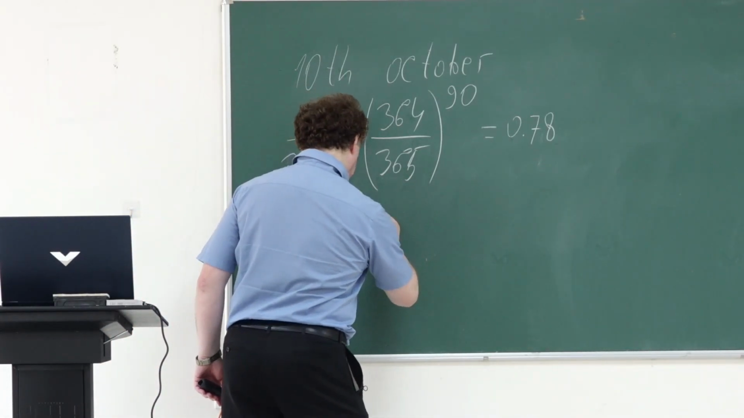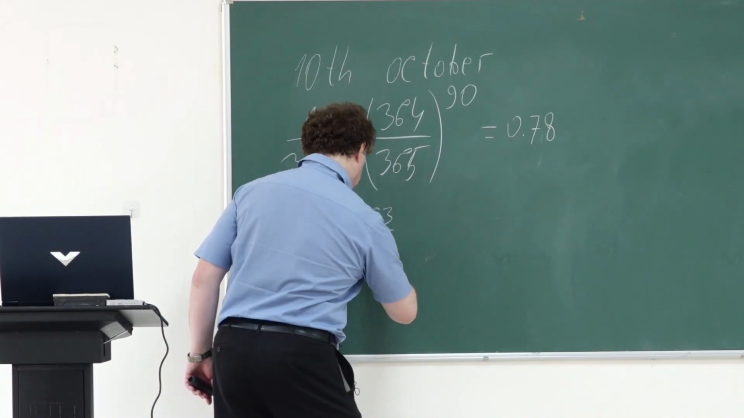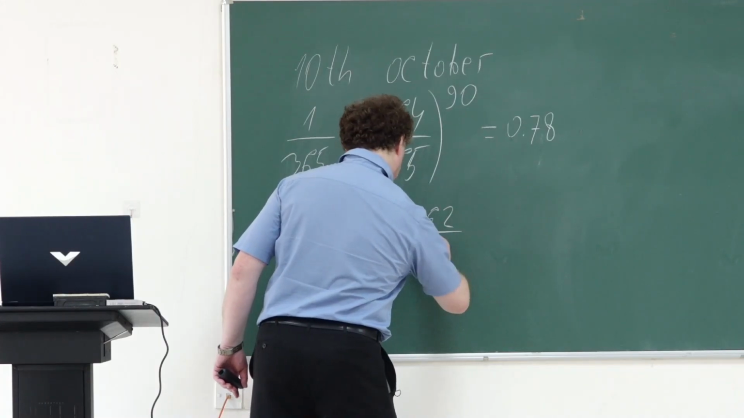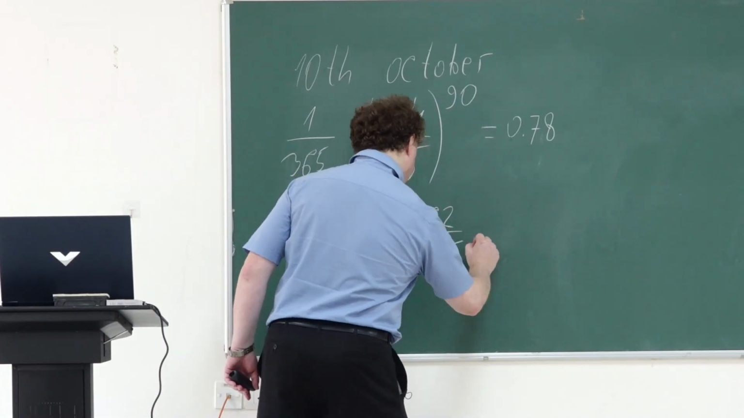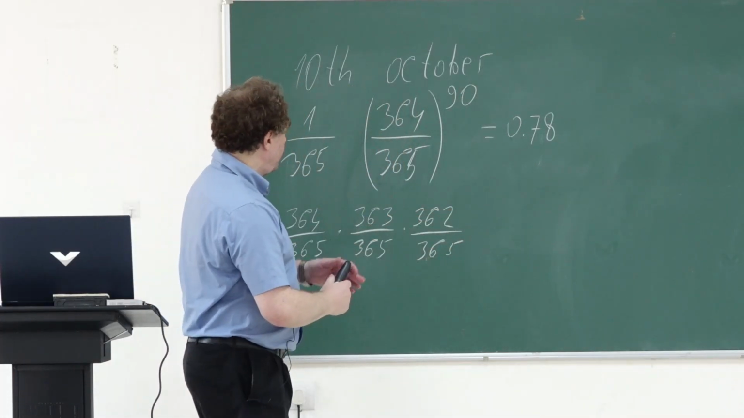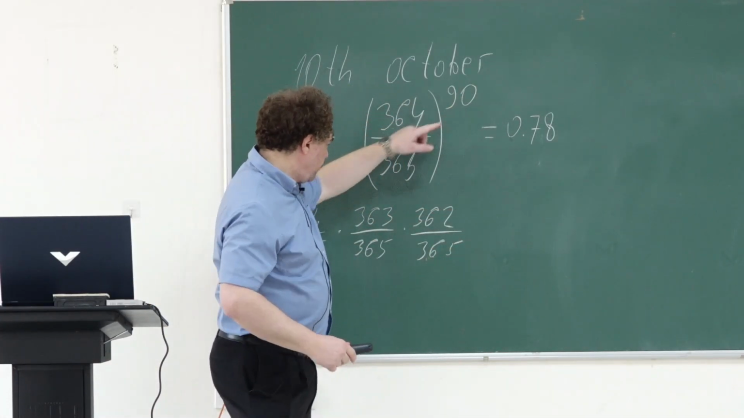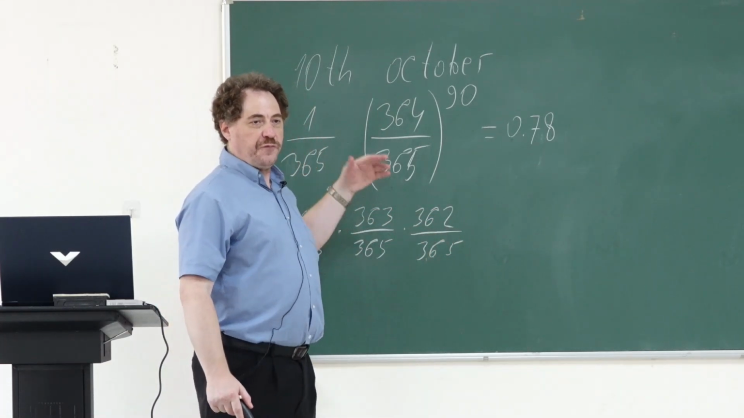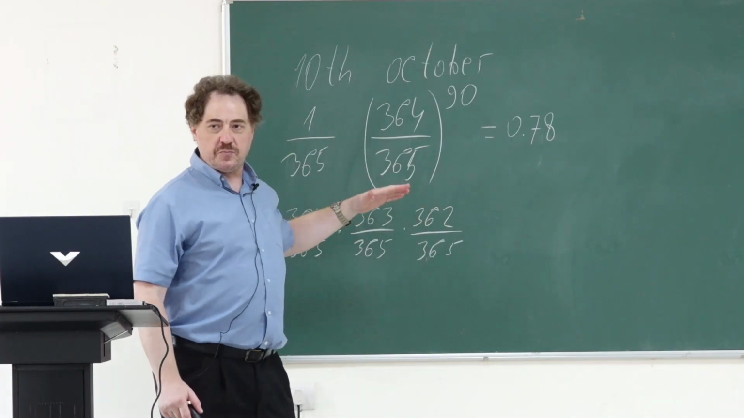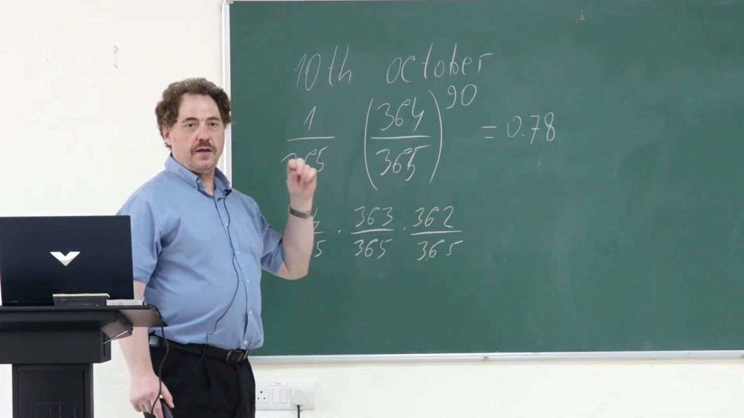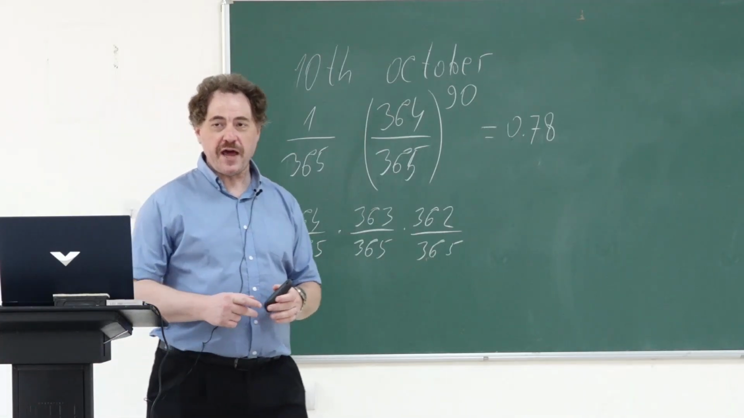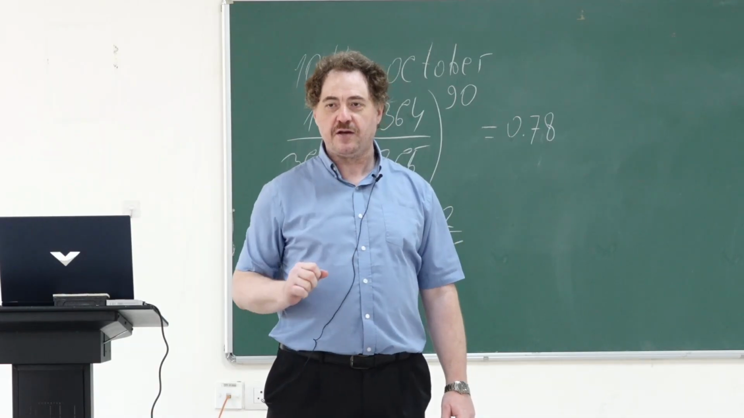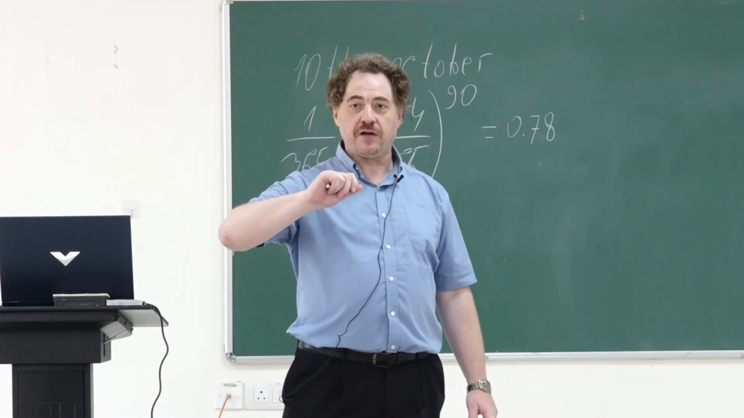It would be 363 by 365. The probability for a fourth person would be 362 by 365. And so on. So it would not be like this number to the degree of 90. Each time, the probability of not having a collision for each next person is becoming smaller and smaller. And as a result, for 90 people, the probability of two of you having a birthday on the same day would actually be, I believe, around 90%.